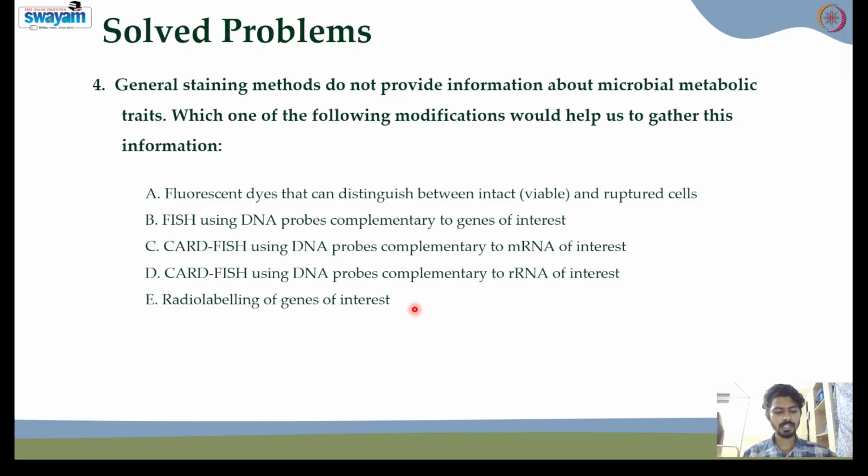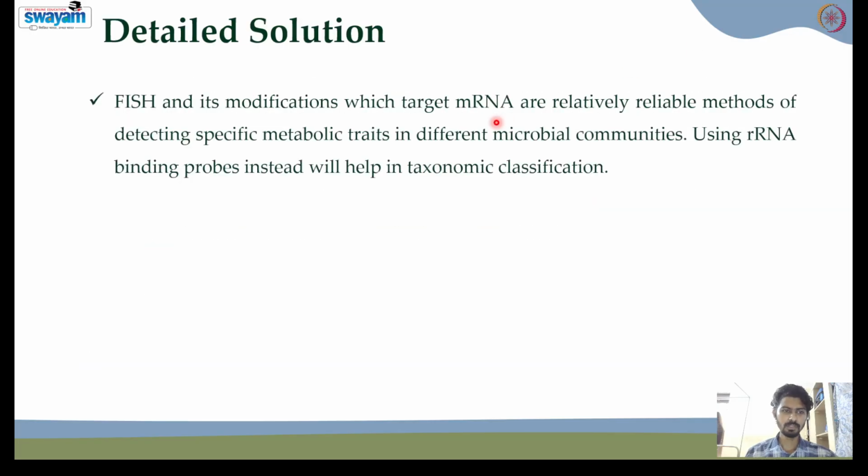So the correct option C is the correct option. The CODFISH using the DNA probes complementary to the mRNA of interest. As we have seen here, the microbial metabolic traits, which is we are trying to understand the function of the genes that are present in the metabolic traits, right? So you have to conduct the FISH modification.